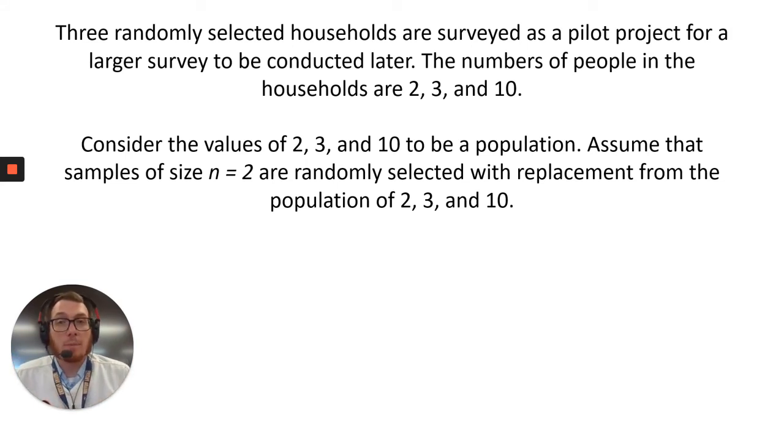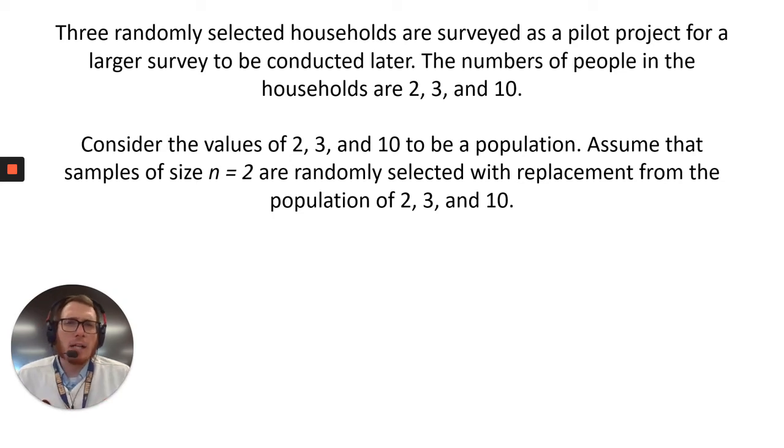Well, since it's with replacement, what could happen is you pick a household that's size 2 and then another household size 2, or size 2 and size 3, or size 2 and size 10. And then you could do the same thing with all the others. You could do 3 and then 3, 10 and 3, 10 and 10. And basically what it's saying is, are all of them equally likely to be chosen? And in this case, the answer is yes, because it's with replacement and everything is going to be of the same likelihood of being chosen.